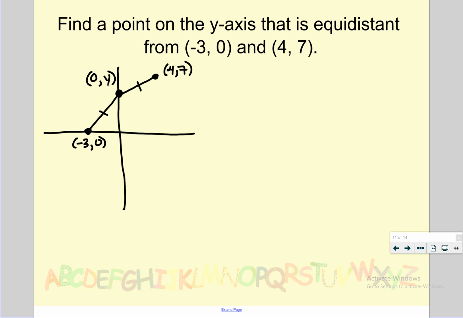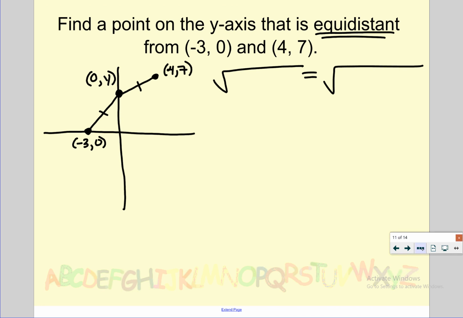Okay, now equidistant means same distances. So that's how you're setting up this equation. You're going to have one distance equal to another distance using our formula. You're going to do the distance on the left between these 2 points and set it equal to the distance on the right, these 2 points. So that's how we're going to set up our equations.